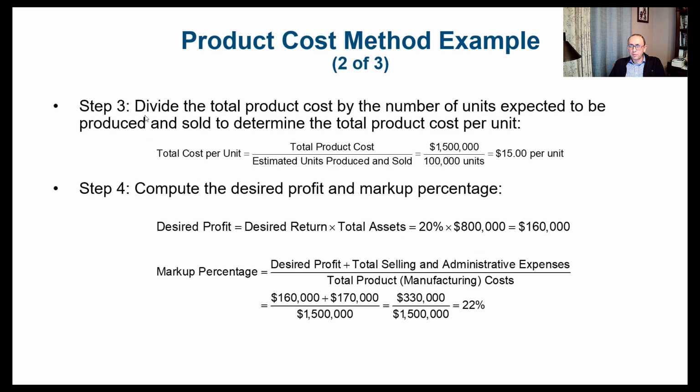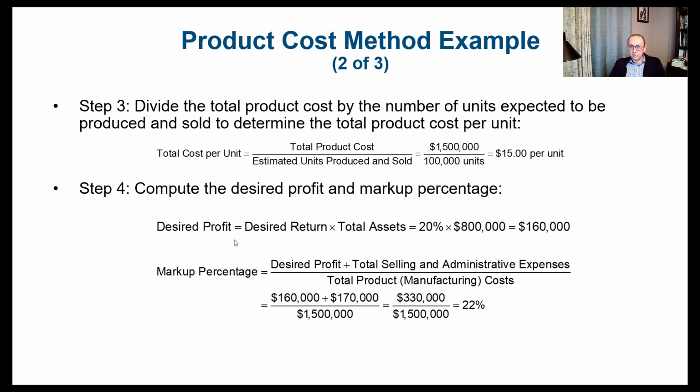The third step is to divide the total product cost by the number of units expected to be produced and sold to determine the total product cost per unit. So remember, our total product cost was 1.5 million. The estimated units produced and sold is 10,000. So the total cost per unit is $15. Now that's a good number to start with because we are going to add to that number the markup.